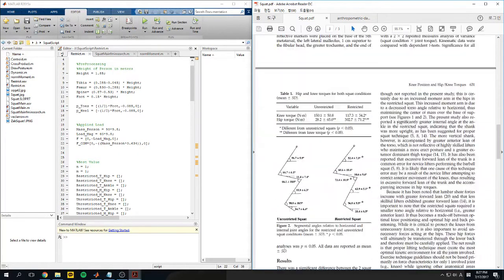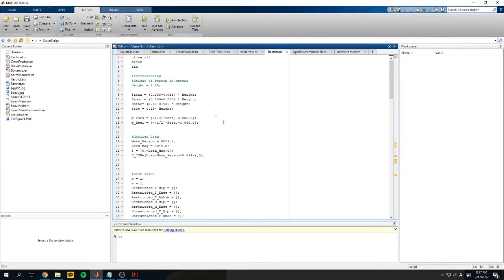Their result was this. For unrestricted squats, their knee torque was greater than their hip torque. However, for the restricted squats, their knee torque was less than the hip torque. And we attempted to see if our script was able to recreate this kind of result. Because at the end of the day, as long as our math and assumptions work out for one of the papers, we can safely assume that the research and simulation that we're doing on our topic would be somewhat correct.